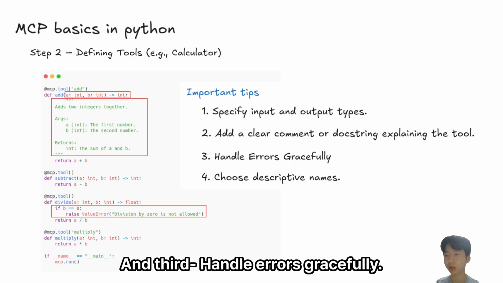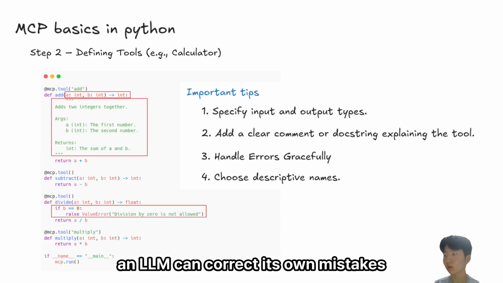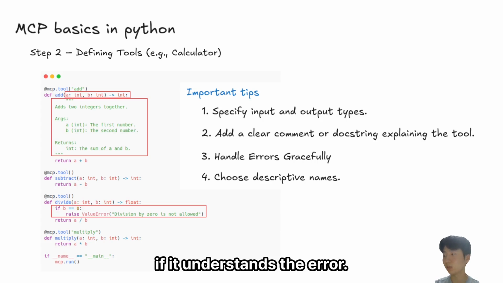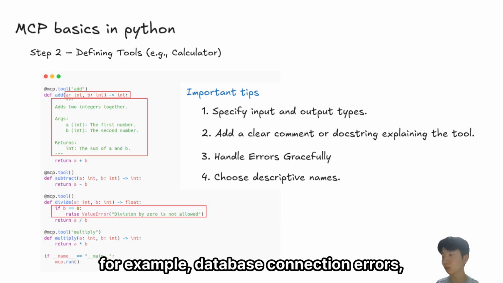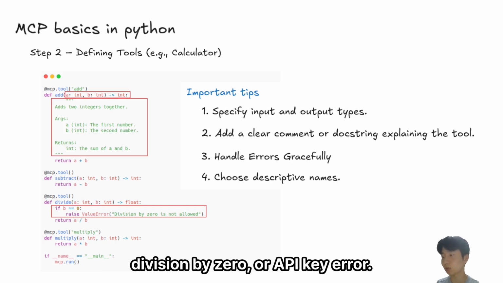And third, handle errors gracefully. Just like humans, an LLM can correct its mistakes if it understands the error. Clear error messages help the LLM identify and fix issues. For example, database connection errors, division by zero, or API key errors.